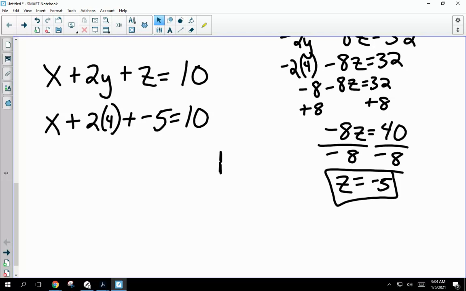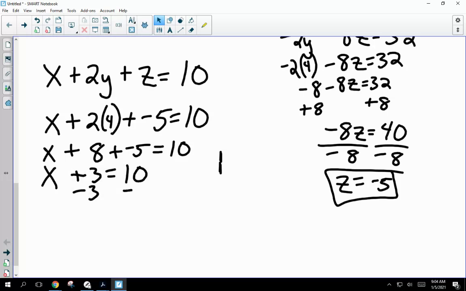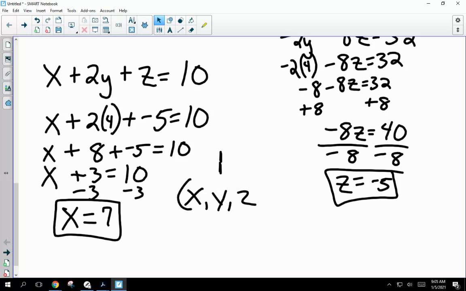So we can solve this and find out what x is now. So x is by himself. 2 times 4 is 8. Then we have plus a negative 5 equals 10. 8 minus 5 is 3. So x plus 3 equals 10. Minus 3 on each side. x equals 10 minus 3 is 7. So let's rewrite everything in our x, y, z format. x is 7, y we know is 4, and z is negative 5. And that's how we do our answer.